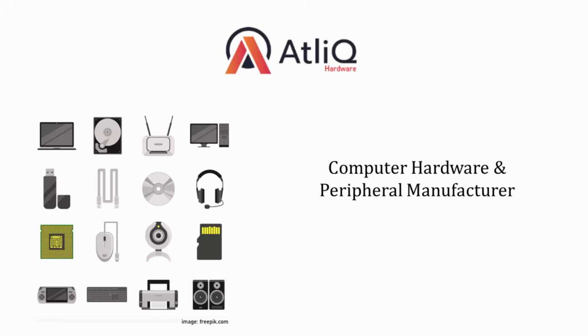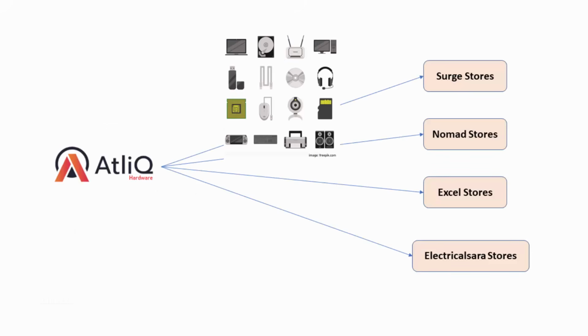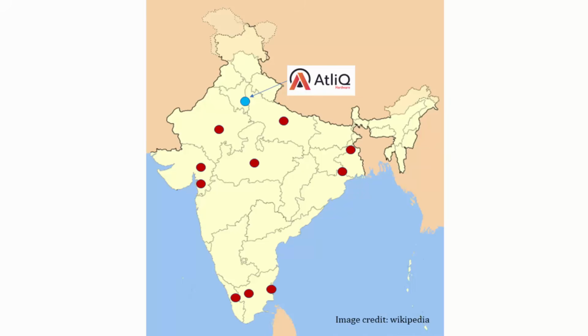Atlic Hardware is a company which supplies computer hardware and peripherals to many of their clients. They have this client called Excel stores, Nomad stores across India, and they supply all these equipments to them. Now Atlic Hardware has a head office in Delhi, India, and then they have a lot of regional offices throughout India. Now Bhavin Patel is a sales director for this company, and he's facing a lot of challenges.